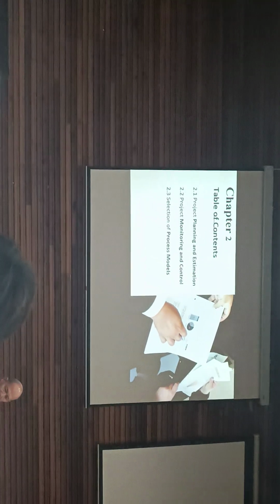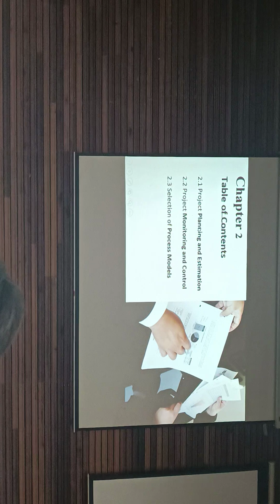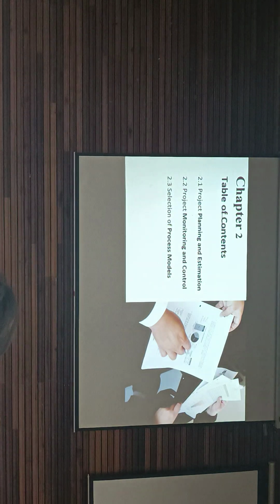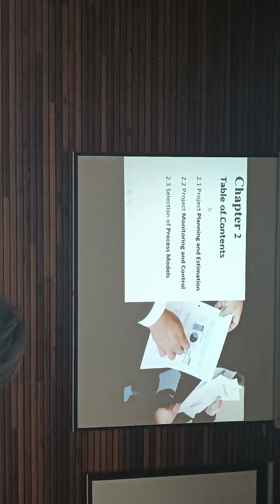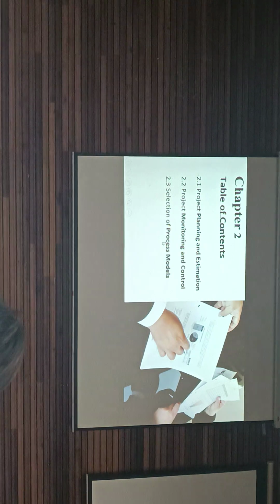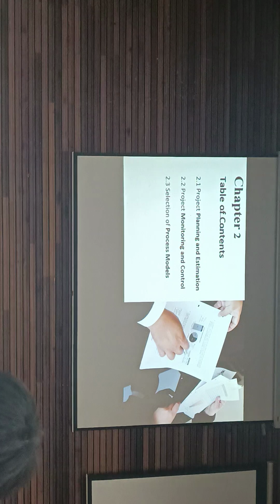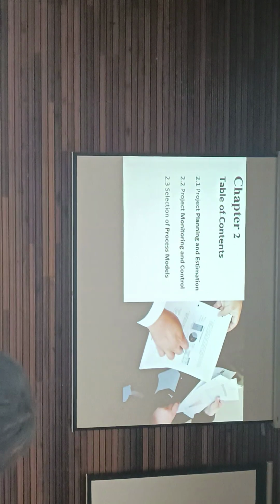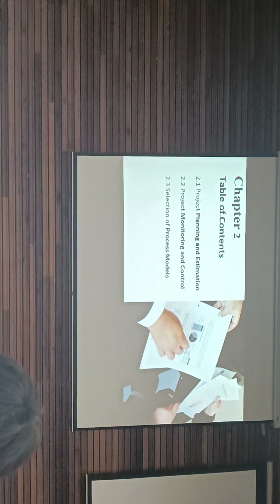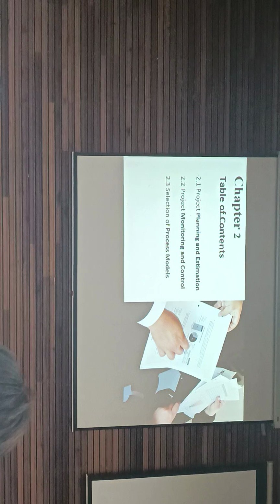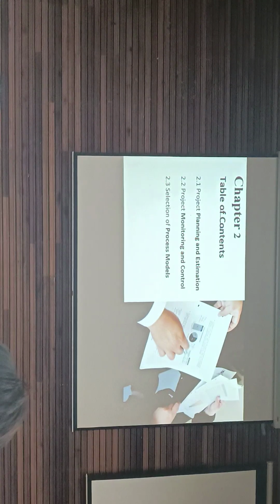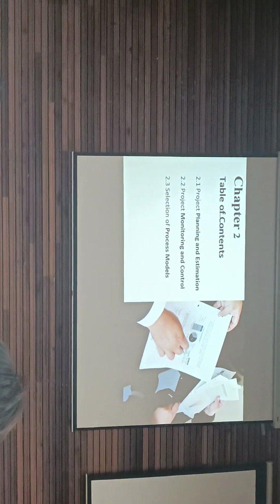Estimation, project monitoring and control. Monitoring is a tracking activity, and there are many process models. Process models refer to software development methods. There are so many ways to develop software, so there are many models you can refer to. When you have a project, you need to choose the right process model for your project.